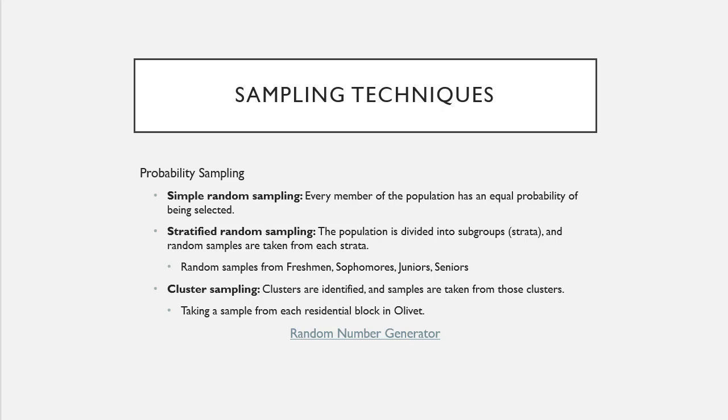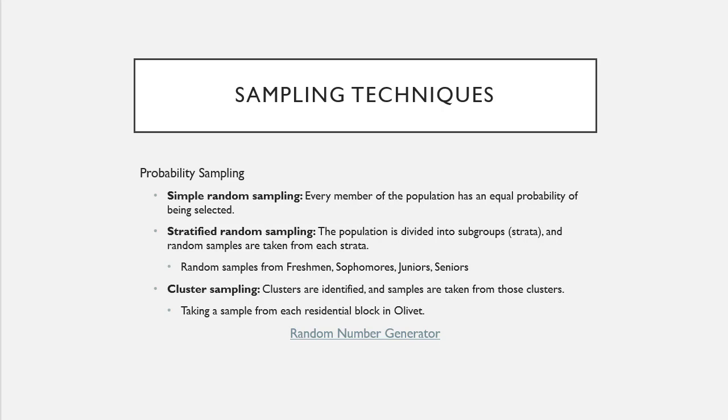Now, stratified random sampling is when we're interested in taking a certain amount of people from a particular grouping of a variable. Here's what I mean by that. Let's say that I wanted to select 50 freshmen, 50 sophomores, 50 juniors, and 50 seniors from Olivet College to have them participate in a study.